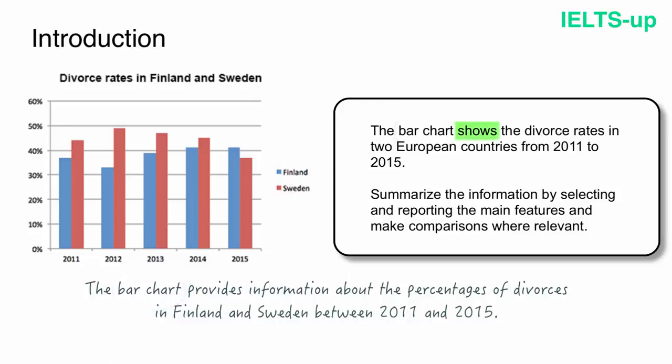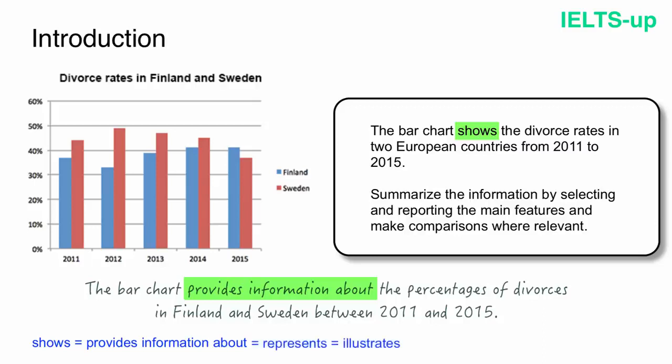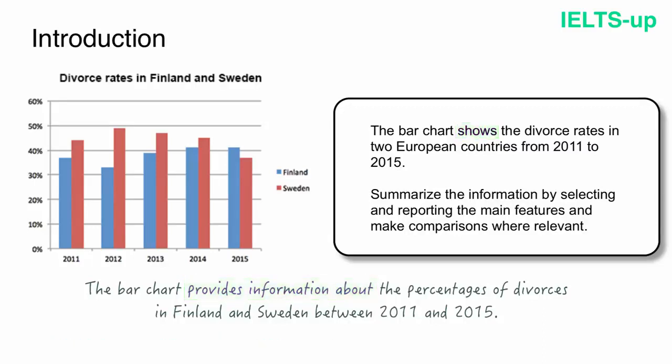Next we have the verb shows. And verbs can always be paraphrased. In our case, the verb shows was replaced by provides information about. We could also use such synonyms as represents or illustrates. Instead of the phrase divorce rates, I use the phrase percentages of divorces.